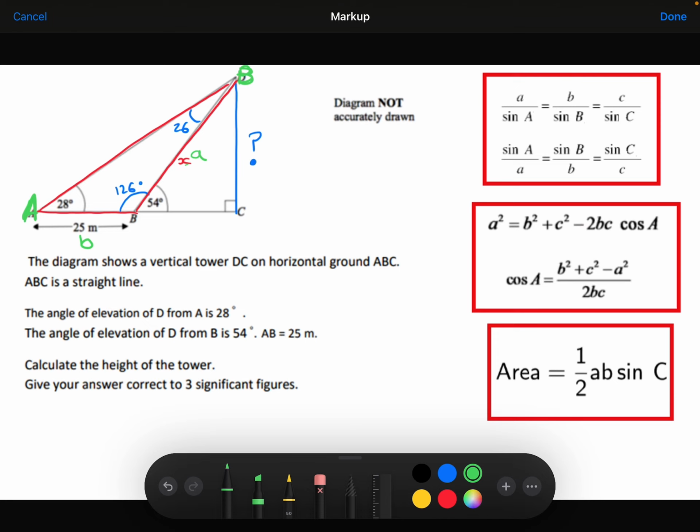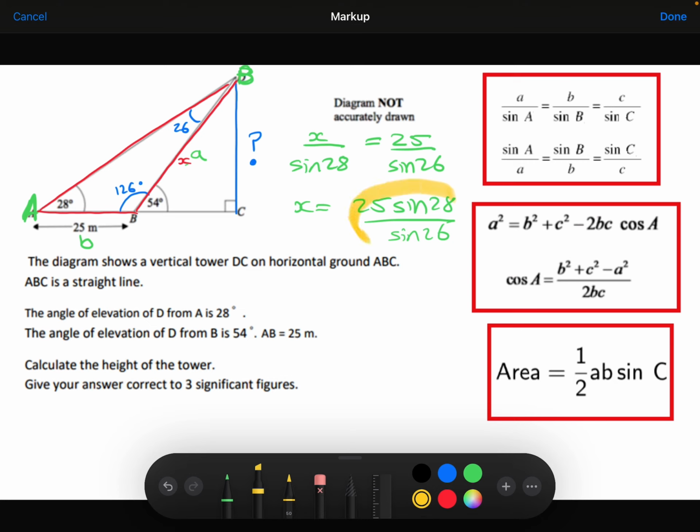Right, applying the sine rule to this then, I can say that A over sine A is equal to B over sine B. And then I can rearrange this to work out the side X. So whatever the answer to this is, put it in your calculator. We've now worked out this length here.